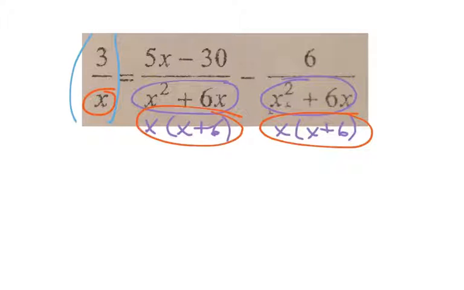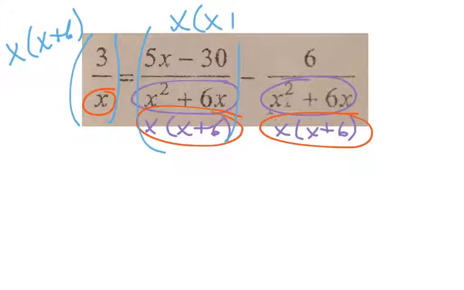So I'm going to times each term by x times x plus 6. I'm timesing by them now. Don't forget that minus right there. Last term, I'm going to times by x times x plus 6. So let's see what happens.